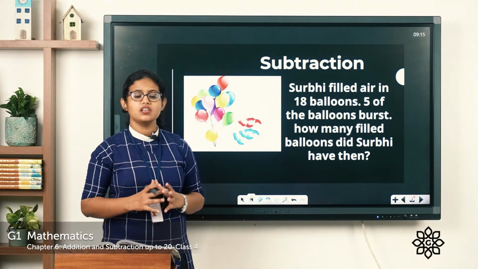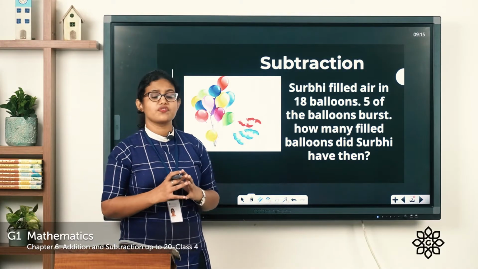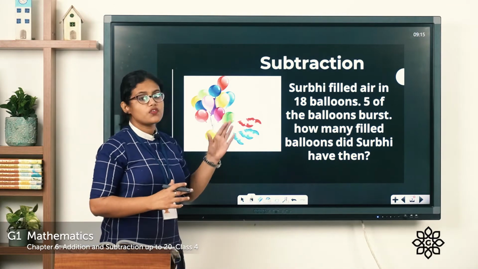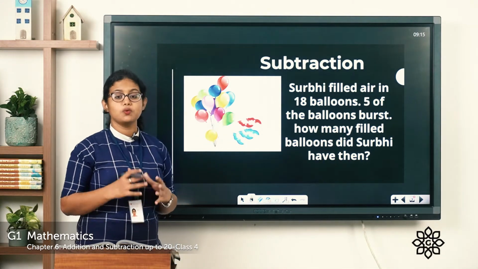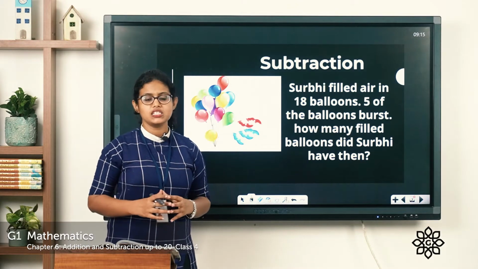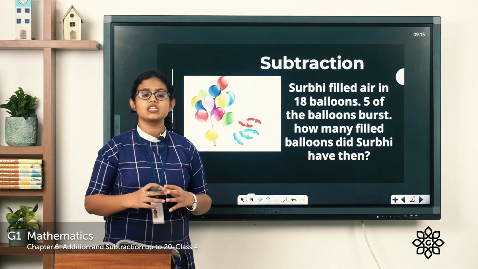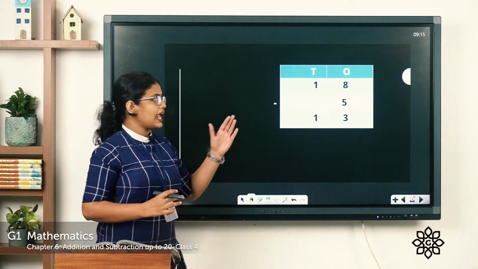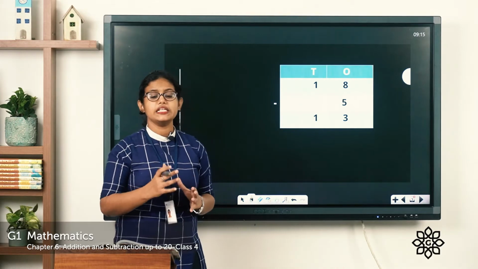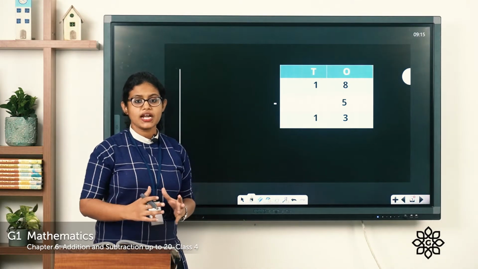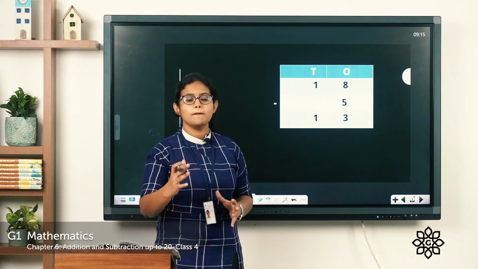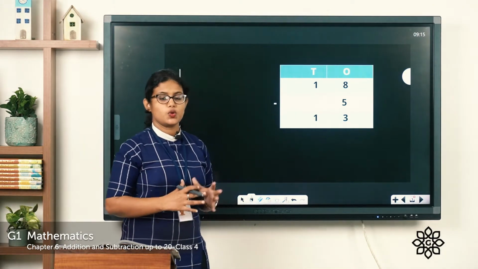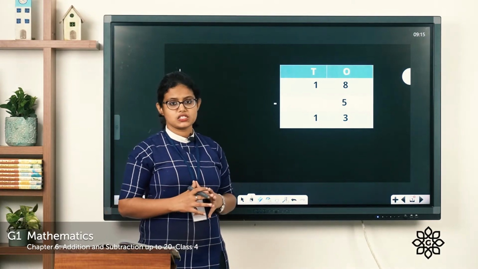So Surabhi had 18 balloons with her, and from that 18 balloons, 5 got burst. And you can see the 5 bursted balloons here. And what you need to find? You need to find how many filled balloons are there with Surabhi. So you need to subtract 18 minus 5. From 18 balloons, you need to subtract the 5 balloons that got bursted. You need to take away 5 from 18. So 18 minus 5. What is 18 minus 5?